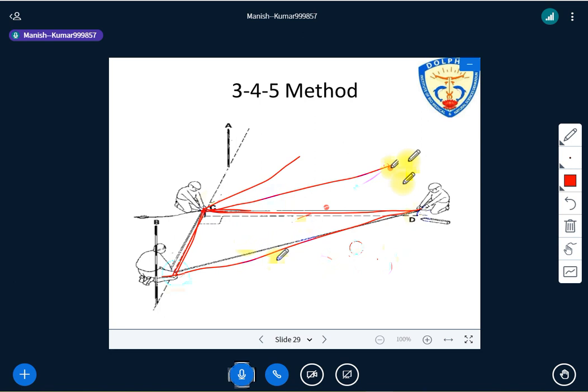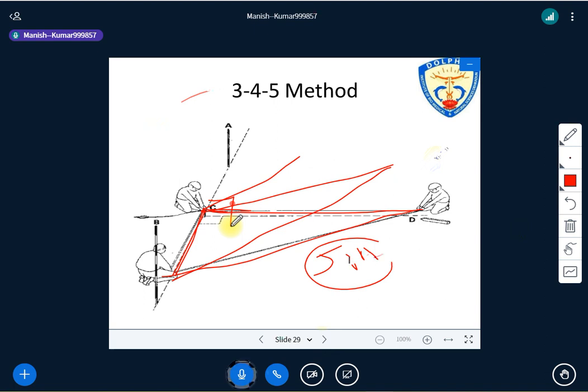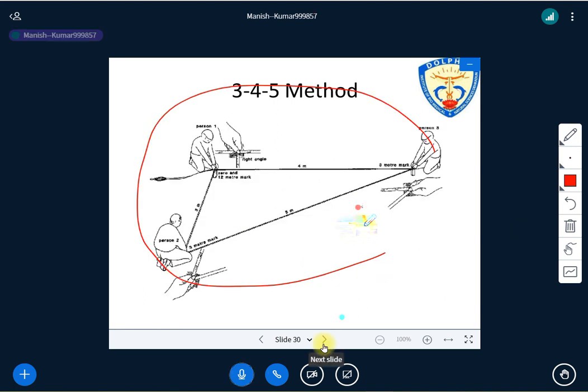Is it clear to all of you? So this 3-4-5 method can also be used. Generally, if you don't have any instrument like that, even using a measuring tape we can draw the perpendicular. Is it okay? This is just the representation of the same thing here, the 3-4-5 method. So this is a reference, and this is all for today's session.